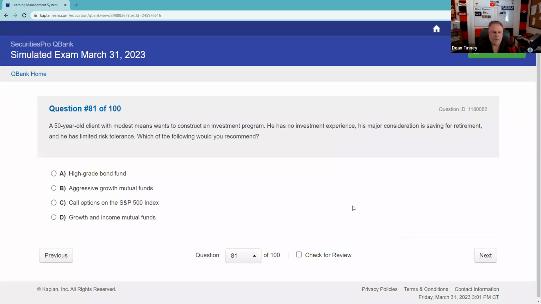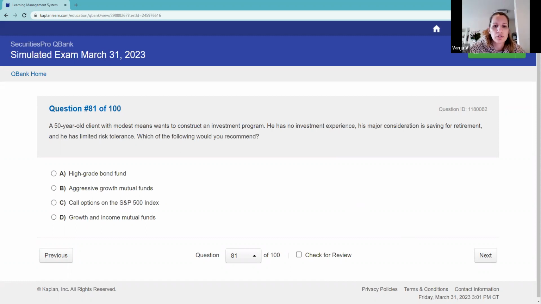A 50-year-old client with modest means wants to construct an investment program. He has no investment experience. His major consideration is saving for retirement, and he has limited risk tolerance. Which of the following would you recommend? So he wants to construct an investment program, saving for retirement, limited risk tolerance.